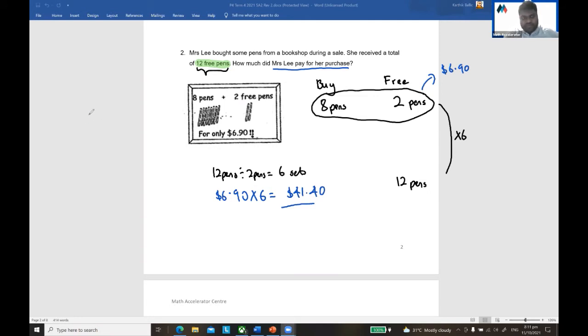Okay, for those of you who got it wrong, let's take 690 times 6. Learn how to do this. 6 times 0 is 0. 6 times 9 is 54. So put the 4, put the dot down, and put the 5 up. 6 times 6 is 36, plus 5, it's 41. Therefore, it's $41.40.